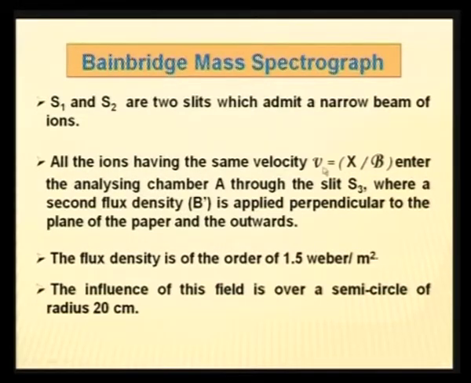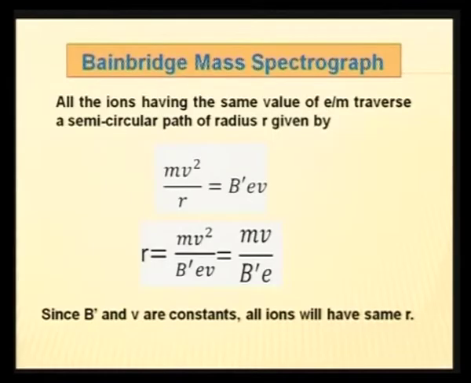All the ions having the same velocity v equal to X by B enter the analyzing chamber, and the flux density is given here. The influence of this field is over a semicircle of radius 20 centimeters. So the most important thing to be considered is the following. I will read again: all the ions having the same value of e by m traverse a semicircular path of radius r, whose value is given by r is equal to mv by B prime e.